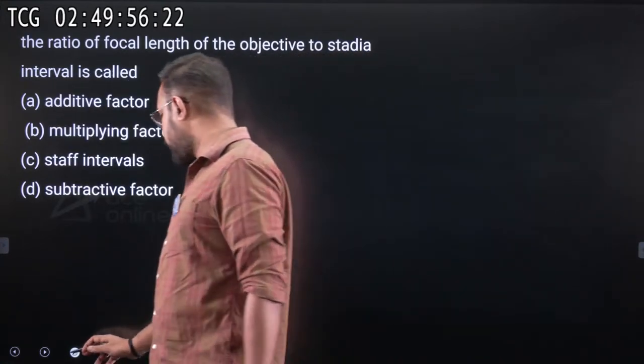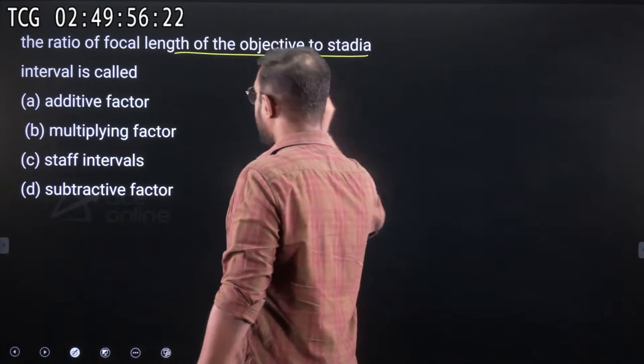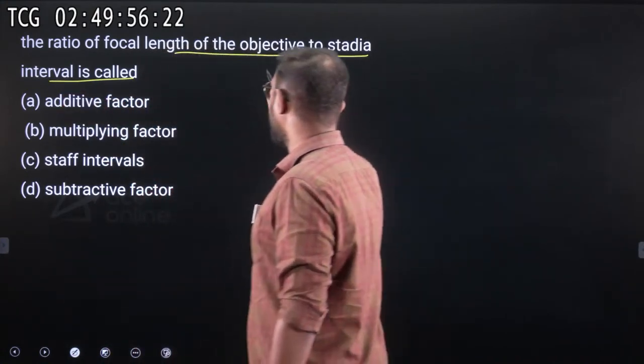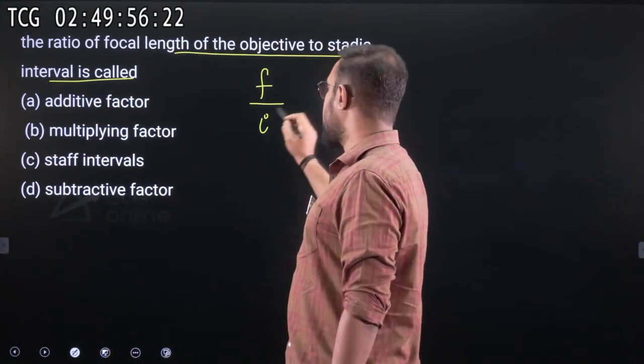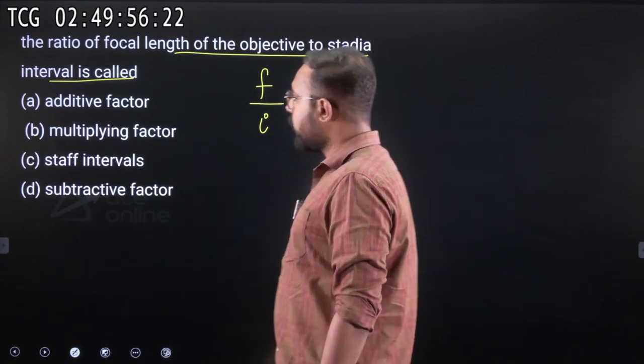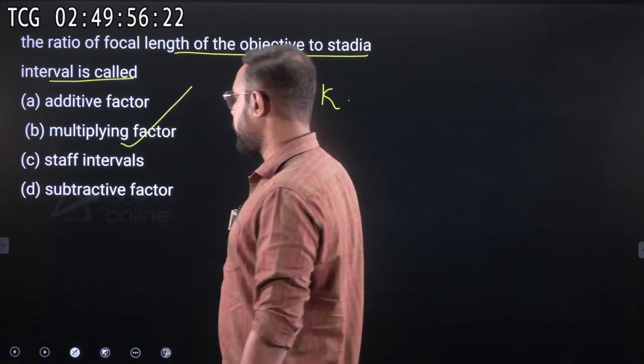Next question: the ratio of the focal length of the objective to the stadia interval. What is the answer? It is nothing but the multiplying factor.